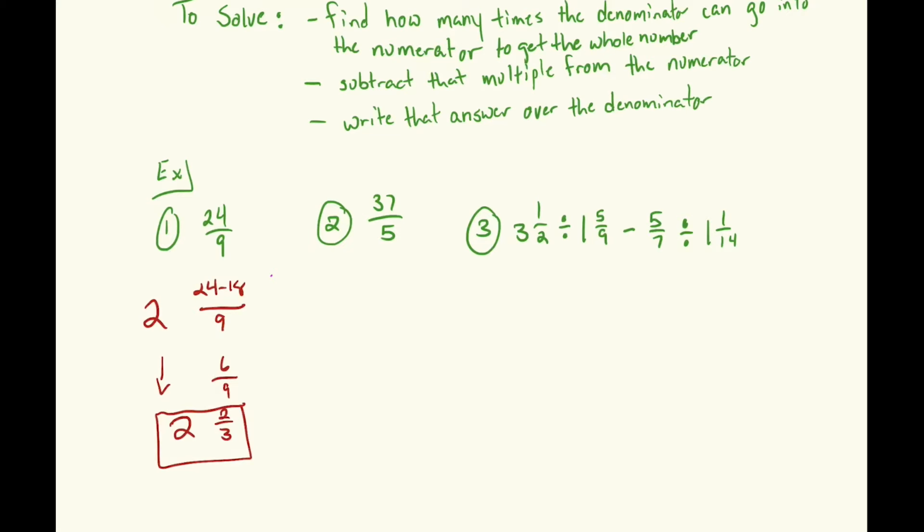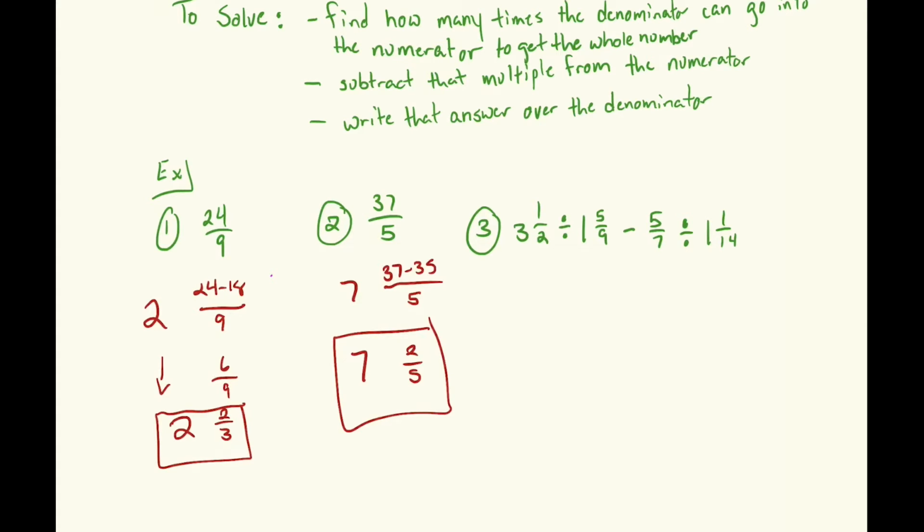First off, we have 37 divided by 5, or 37/5. To get that into a mixed number, I need to figure out how many times does 5 go into 37. Well, evenly, 5 goes into 37 7 times, because 7 times 5 is 35. I subtract that off, write it over the denominator. So that's going to end up giving me 7 2/5. 2/5 cannot reduce. So that's my final answer.